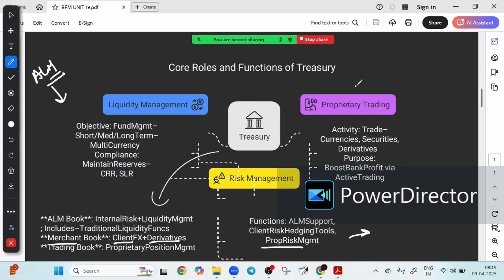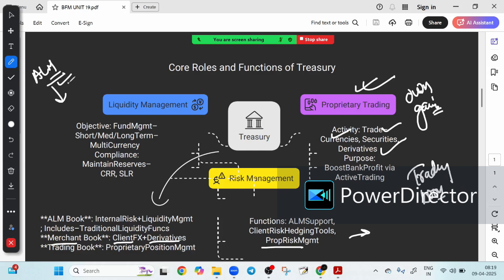And if you look at proprietary trading, what is the meaning of proprietary trading? Beyond customer transactions, the bank can trade for its own gain. So the treasury actively engages in trading currencies, securities and derivatives, all of which are actively traded by the treasury. The key objective is boosting profitability. This activity, proprietary trading, is tracked through the trading book.